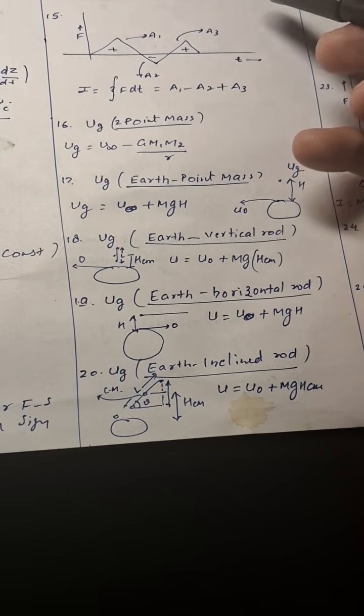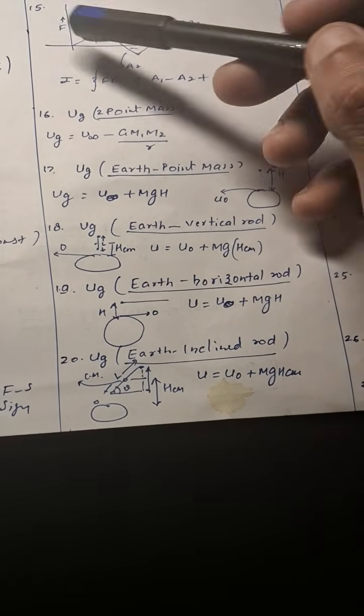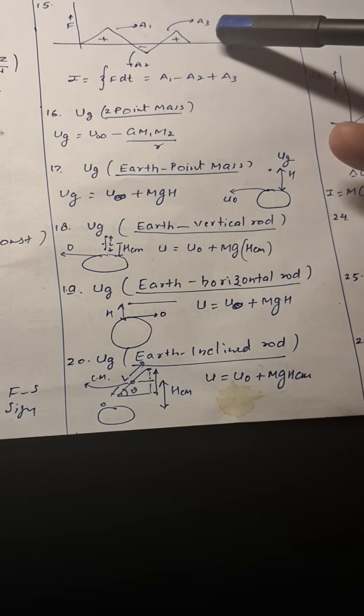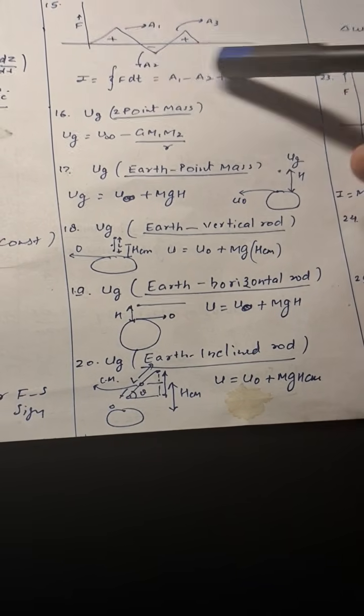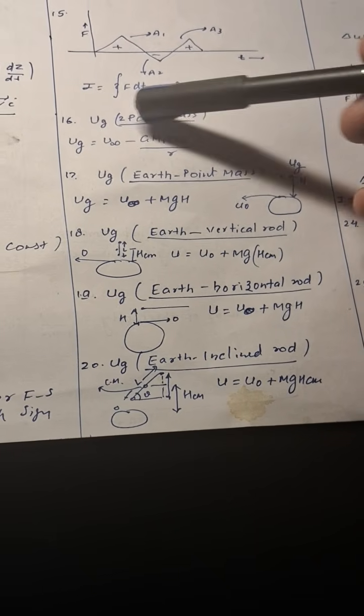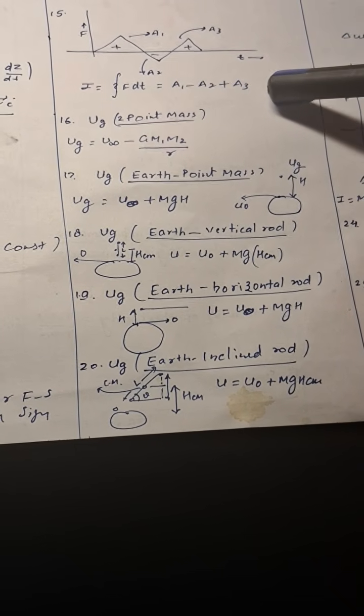FDT and area under the F-T graph with proper sign. In question number 15, we are being given an F-T graph. It's like this. The areas are given over here. So the impulse due to this force, due to the graphical representation of the force, is the integration of F dt, which is equal to A1 minus A2 plus A3.